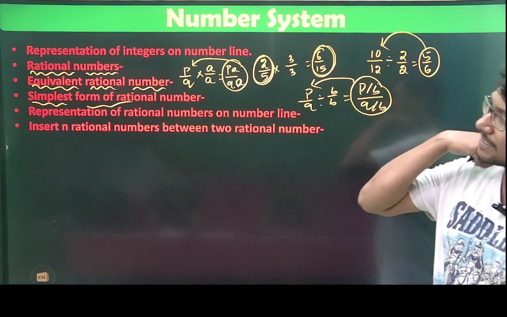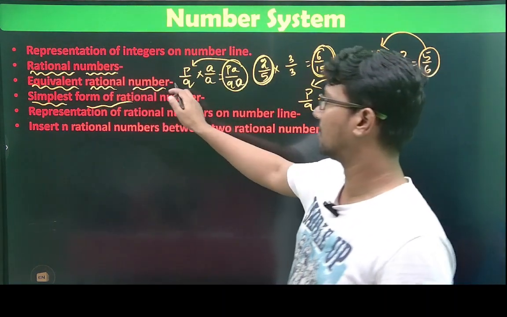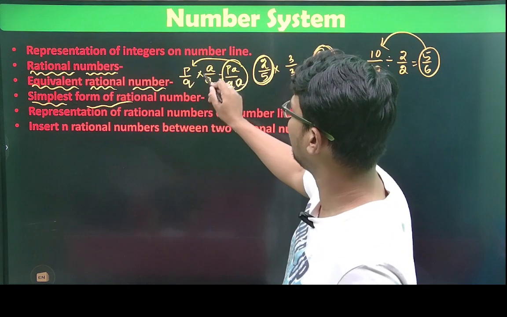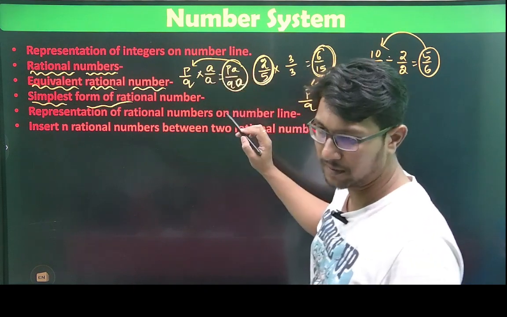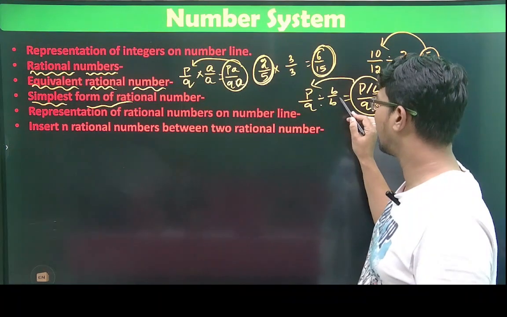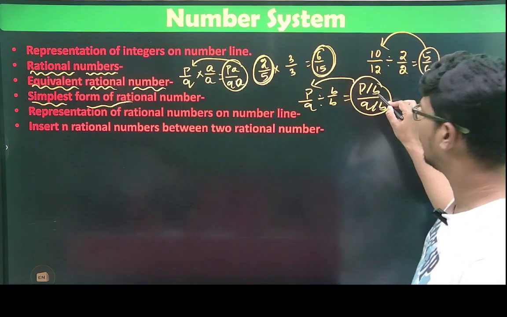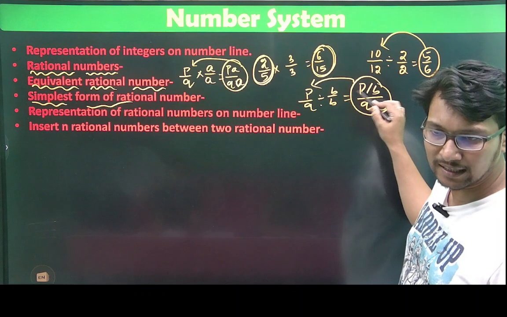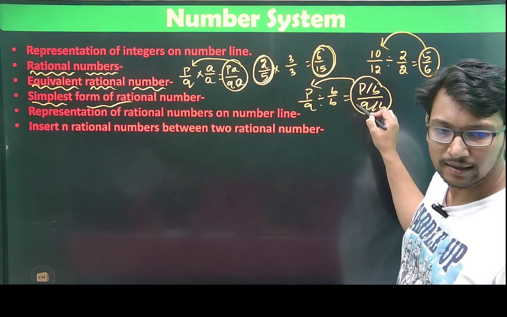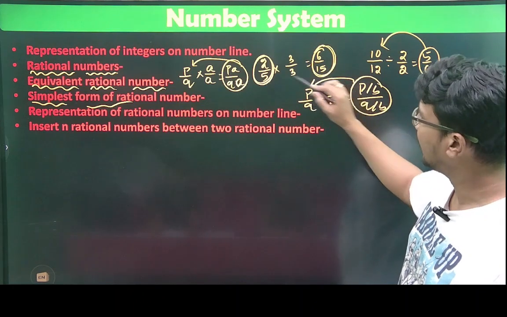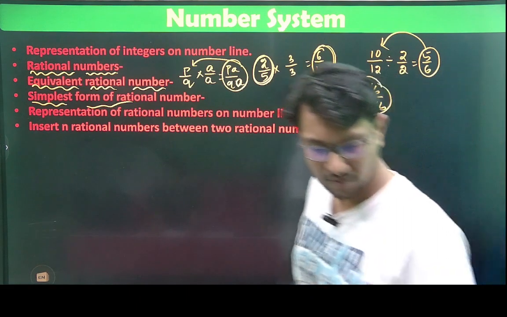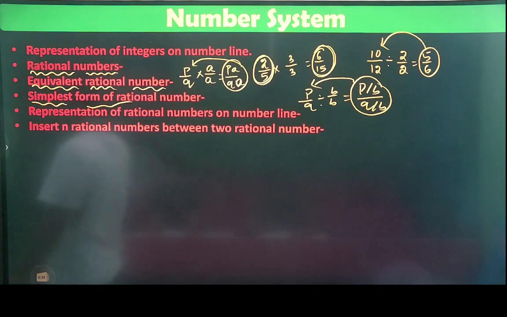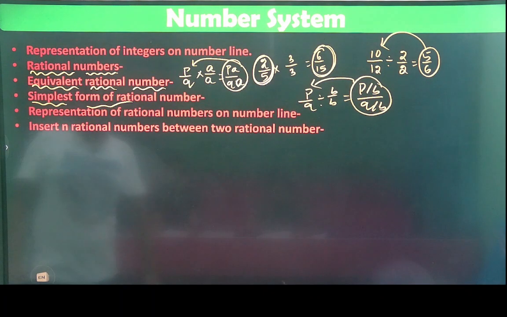Done. Next, write what an equivalent rational number is. P by Q multiplied by A by A gives PA by QA, which is equivalent to P by Q. Similarly, P by Q divided by B by B is also an equivalent rational number of P by Q. I have given two examples. Write down the equivalent. Have you written?